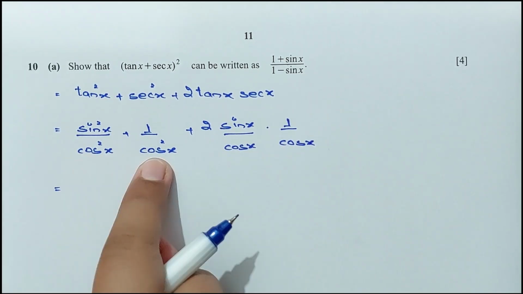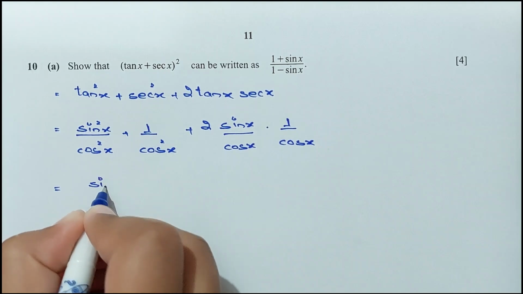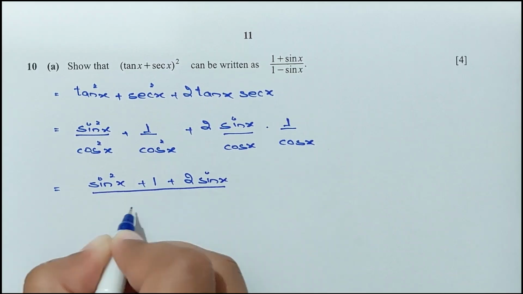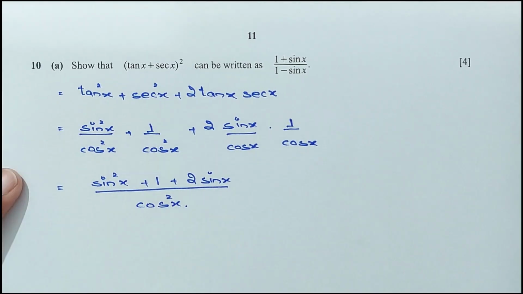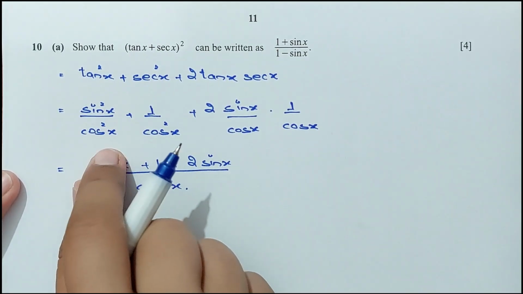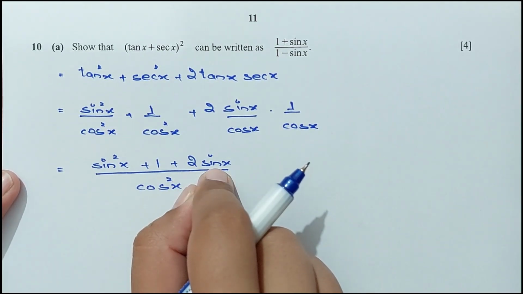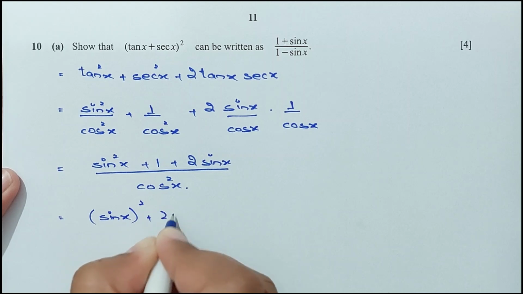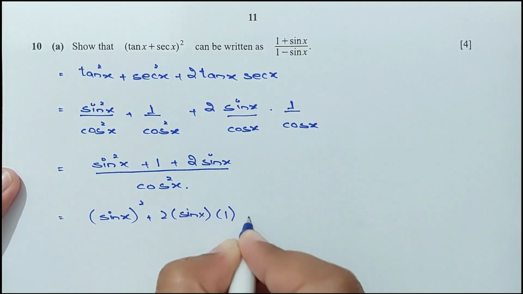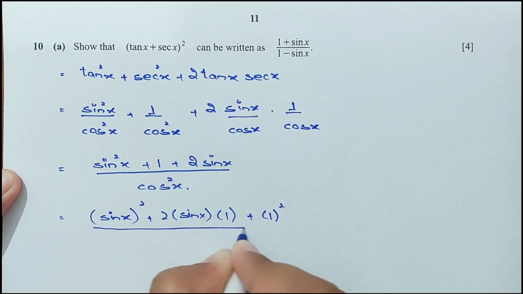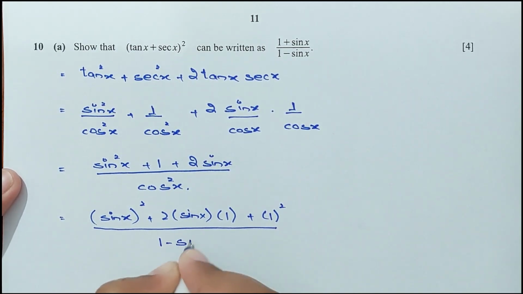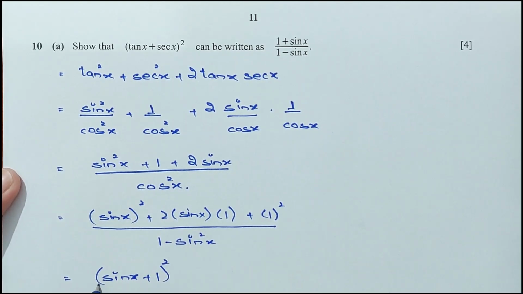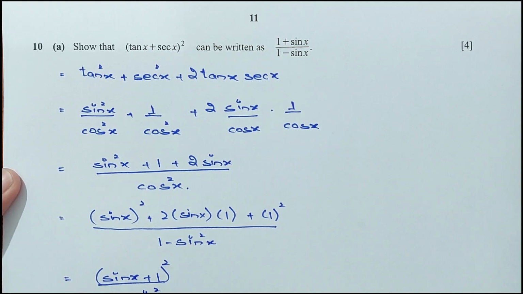Alright, so as you can see, all the denominators are cos squared, so we can say sine squared x plus 1 plus 2 sine x, all divided by cos squared x. So as you can see, we have a squared plus 2ab plus b squared over here. So a is sine x, a squared plus 2 times the a value into the b value plus b squared, and this is going to be divided by cos squared x, which is 1 minus sine squared x. Here we can close the formula: (sine x plus 1) whole squared over 1 minus sine squared x.